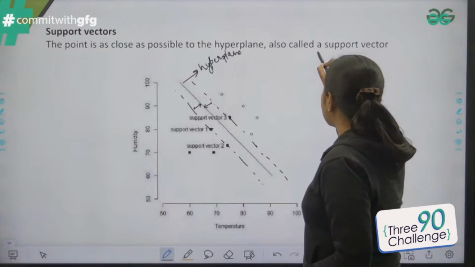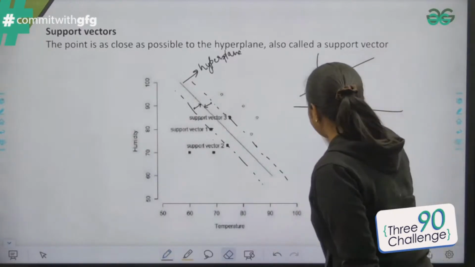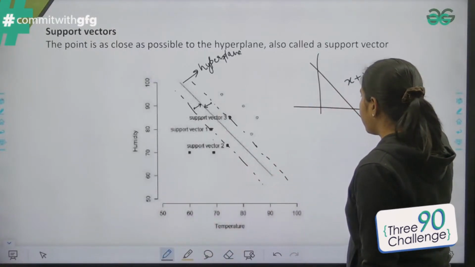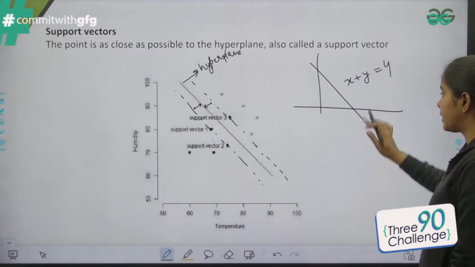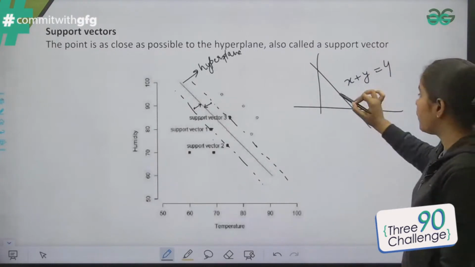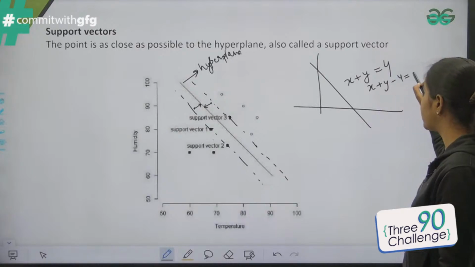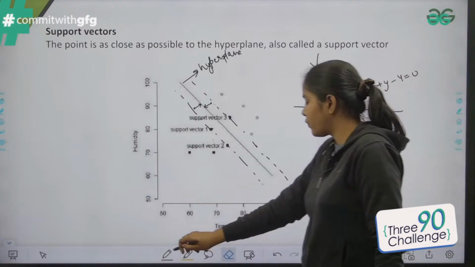First of all, let's consider this. Let's say this is a line x plus y equals 4. This is the line x plus y equals 4. Can I write this as x plus y minus 4 equals 0? Right? x plus y minus 4 equals 0.